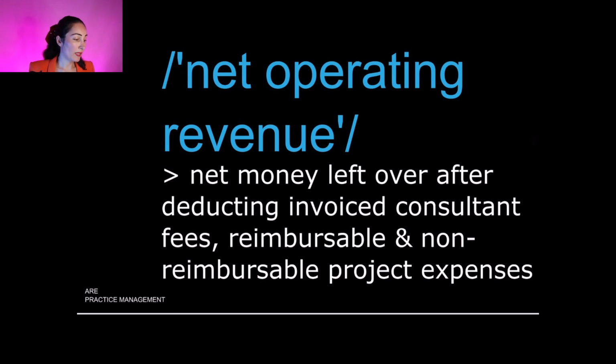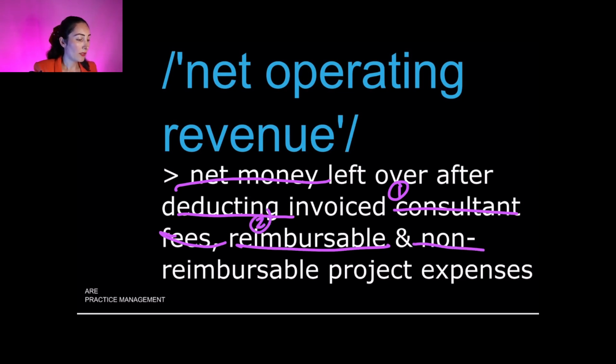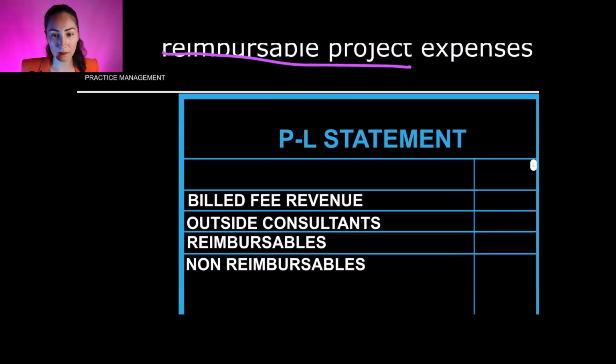I'd like to take a closer look at these sections and identify the financial indicators that show up on a profit and loss statement. But first, I'd like to start with a good solid definition of the net operating revenue. The net operating revenue is the net money left over after deducting invoiced consultant fees, reimbursable and non-reimbursable expenses. And these are all project-related expenses.